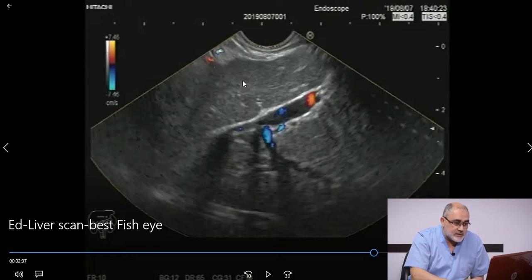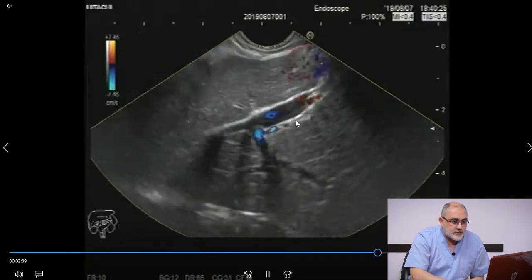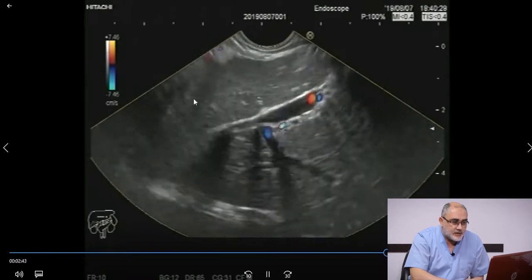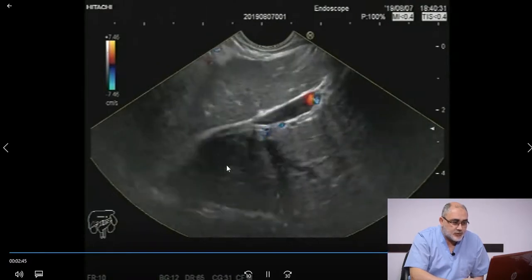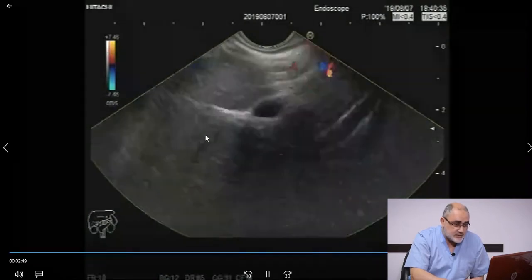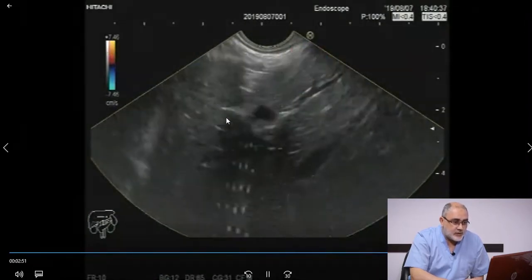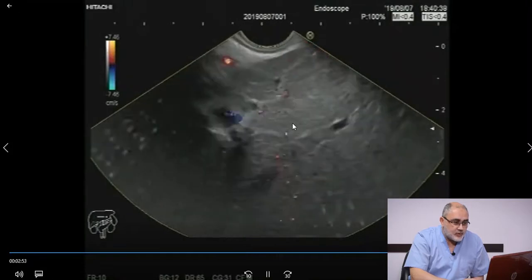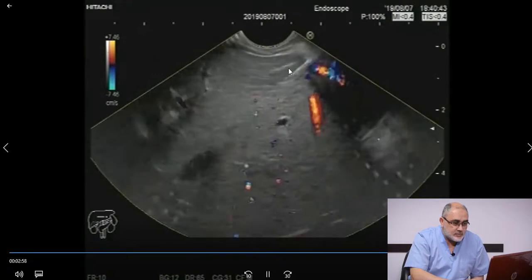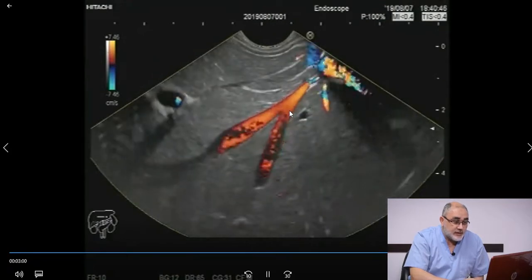So this is segment 3 and segment 4B. Then let us continue. This is a very nice fish eye appearance, left portal, and segment 3, and segment 4B, and this is the ligamentum teres. And when we withdraw the echo endoscope, we will go to the ligamentum venosum and the middle hepatic vein again.